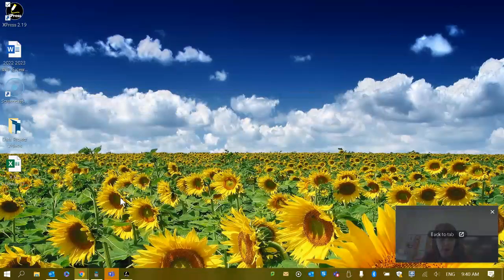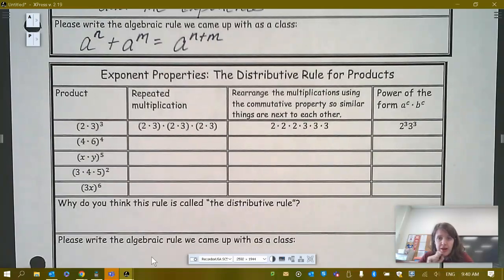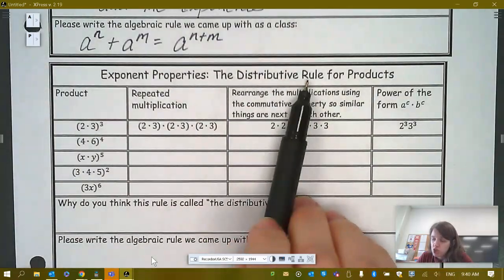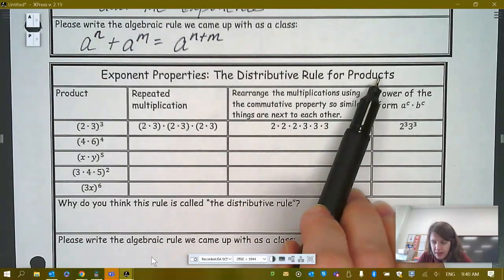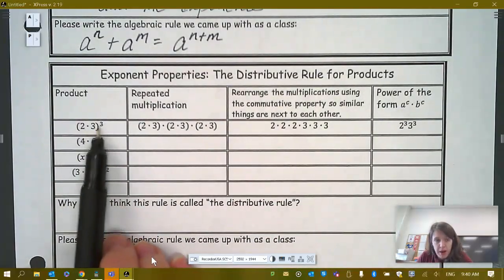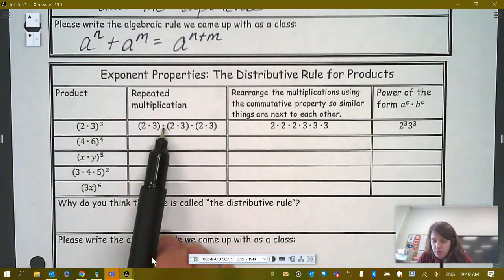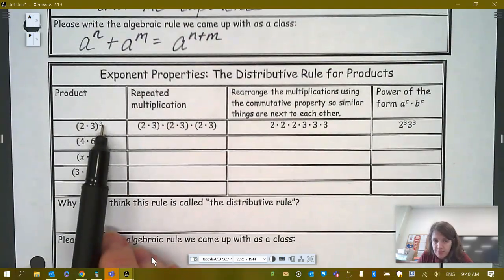Yes, I do. Okay, so the products rule, okay? When we have a distribution of something to the products inside. So we're looking at something like this, where it says 2 times 3 to the 3rd power. What that's really saying is 2 times 3 times 2 times 3 times 2 times 3, right? Because this whole thing is getting repeated 3 times.